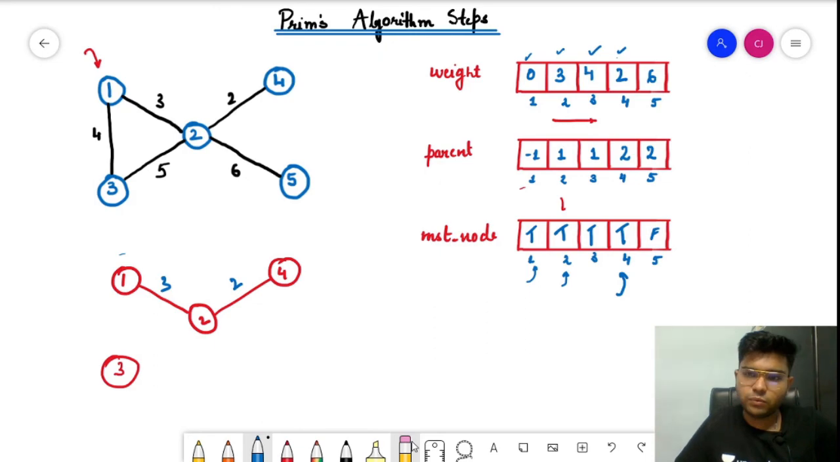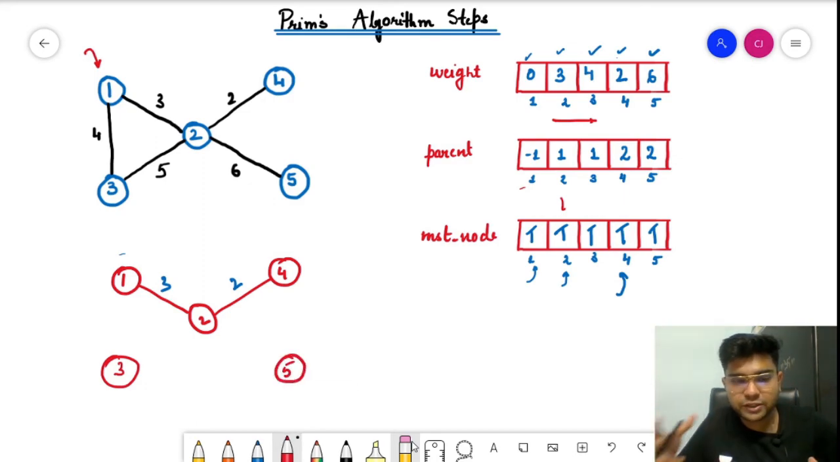Okay, so now what is the remaining one? That is 6, this one, right? So the 5 now we will explore and mark it as true, and the node which is associated with the 5, that is 2, which is already a part of the MST. So there is nothing which is yet to be explored from 5. There's nothing like that, right? So now when we look, this is the complete structure which will be formed after the exploration, right?